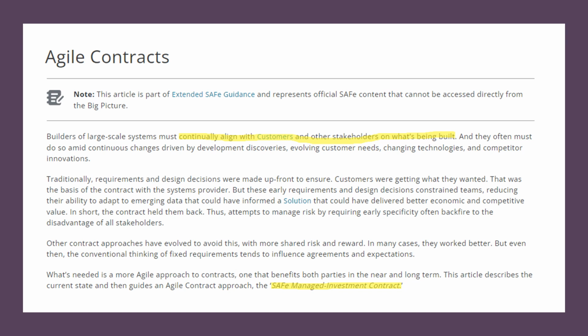Other contract approaches have evolved to avoid this with more shared risk and reward. In many cases, they worked better. But even then, the conventional thinking of fixed requirements tends to influence agreements and expectations. What's needed is a more agile approach to contracts, one that benefits both parties in near and long term. This particular video is going to talk about the current state of contracting and then guide an agile contract approach, which is the SAFe managed investment contract.